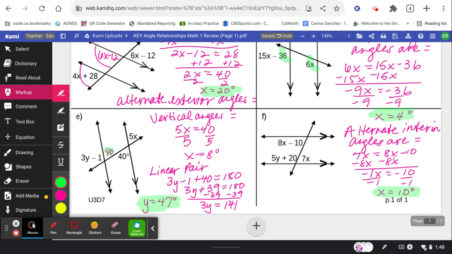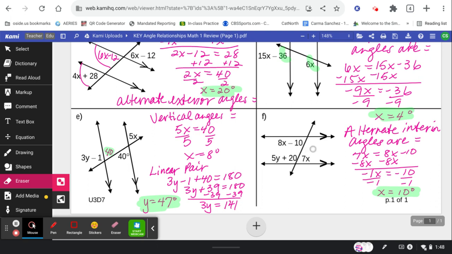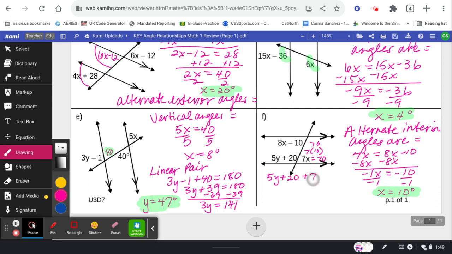And then we're going to go do the other one by your choice. It's up to you. But you could do, so 7 times x, seven times the 10 that we just got means that this angle over here is 70. So we could say 5y plus 20 plus 70 equals 180. Why can we say that? Linear pair. Combine like terms of 90, minus the 90. I get 5y equals 90. Divide by 5. How many times does 5 go into 90? You got it, 18 degrees.